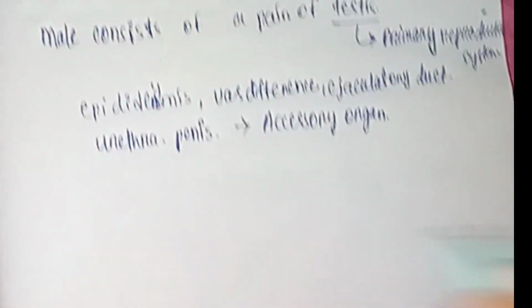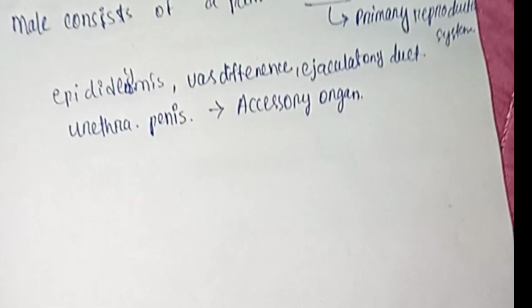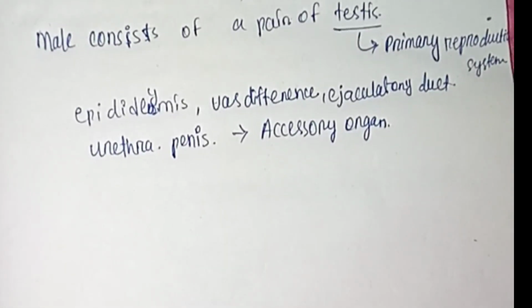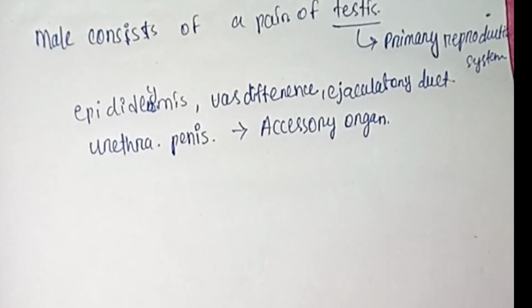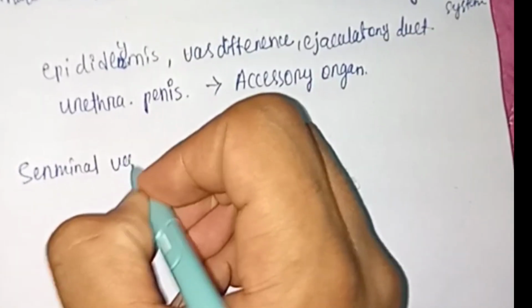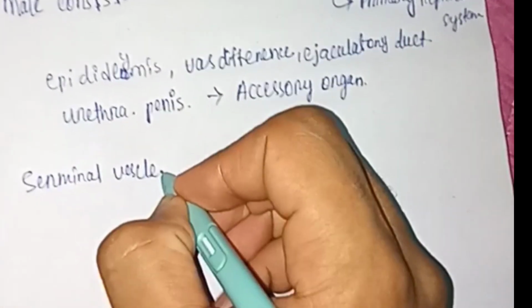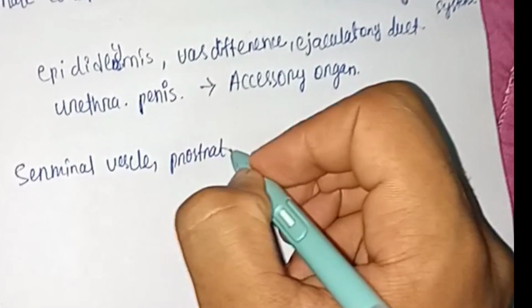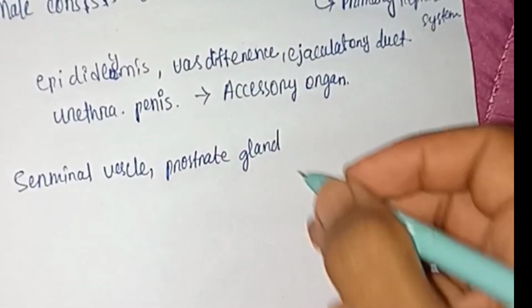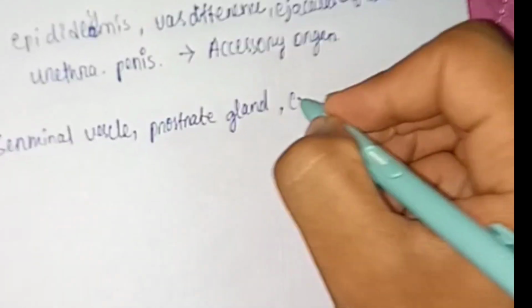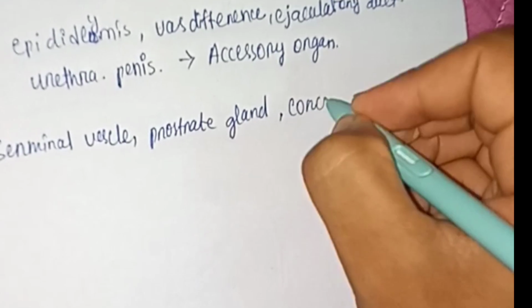Then, जैसे हमारा accessory organ होता है वैसे ही कुछ accessory glands भी रहते हैं, ठीक है, like seminal vesicle, prostate gland, and bulbourethral glands.